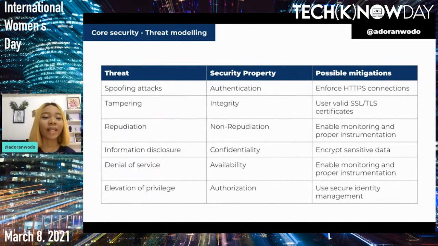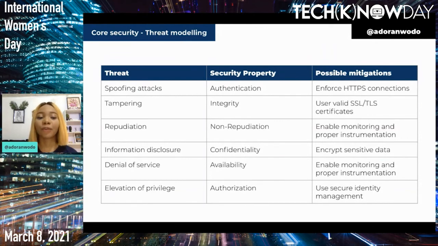So let's look at STRIDE, for example. If spoofing attacks are a possible threat in your system, then you might want to think about enforcing HTTPS connections so that you don't have that authentication problem. If there's a chance that people will tamper with your system or resources, then you should also try to get valid SSL or TLS certificates to protect the integrity of your application. If repudiation is a problem, then you need to enable proper monitoring and instrumentation in your applications so that it doesn't become a problem.